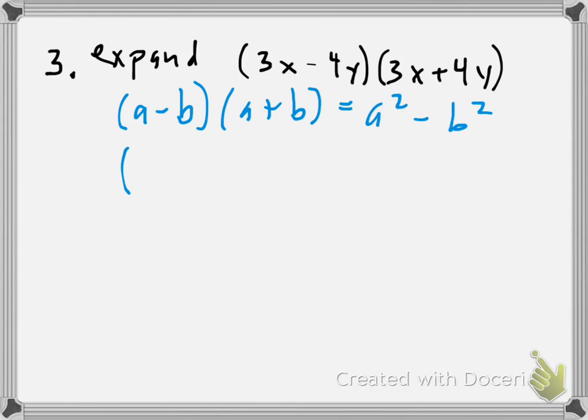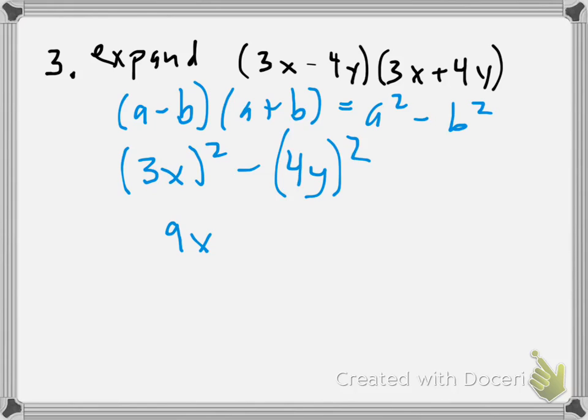So if I realize it's in that form, I mean, I could FOIL it all out, but I'm a lazy guy. Let's just get to the answer quickly, right? This is going to be 3x quantity squared, which is going to mean I have to square the 3 as well as the x, minus 4y squared, which means I'm also going to have to square the 4 as well as the y. So this is going to be 9x squared minus 16y squared.